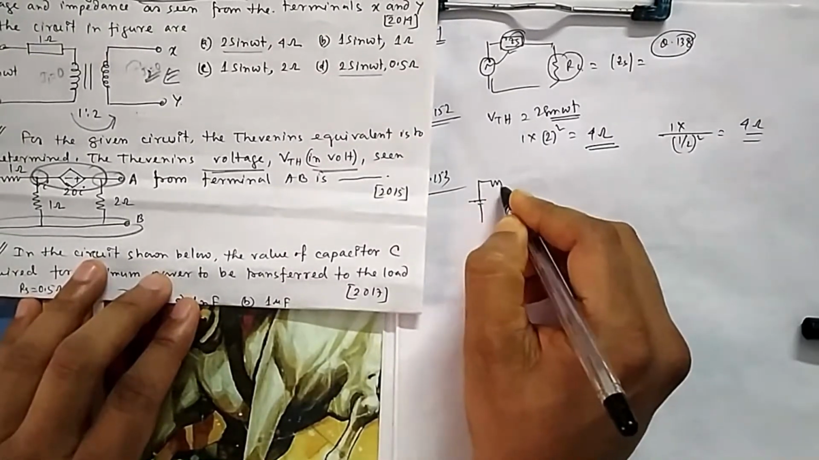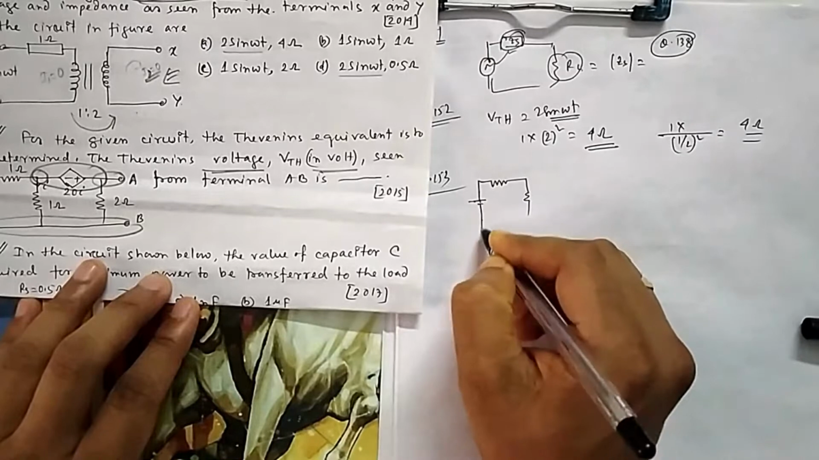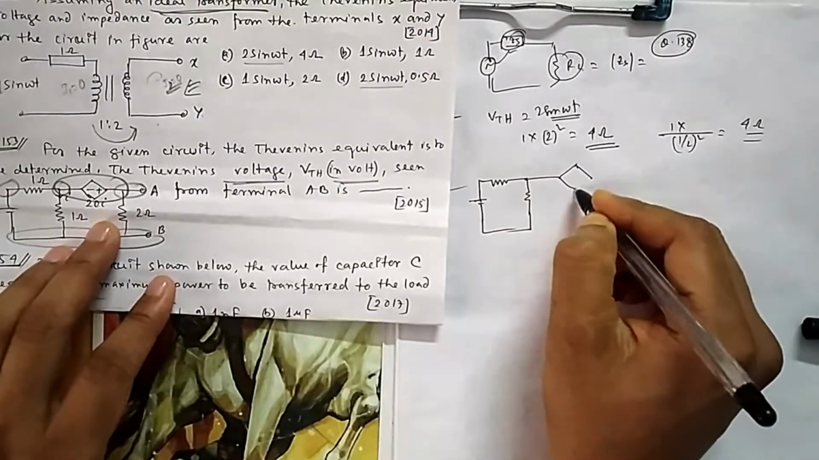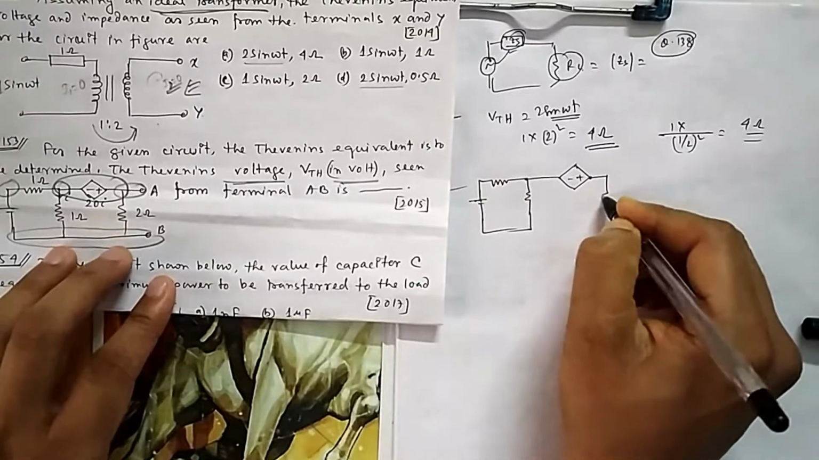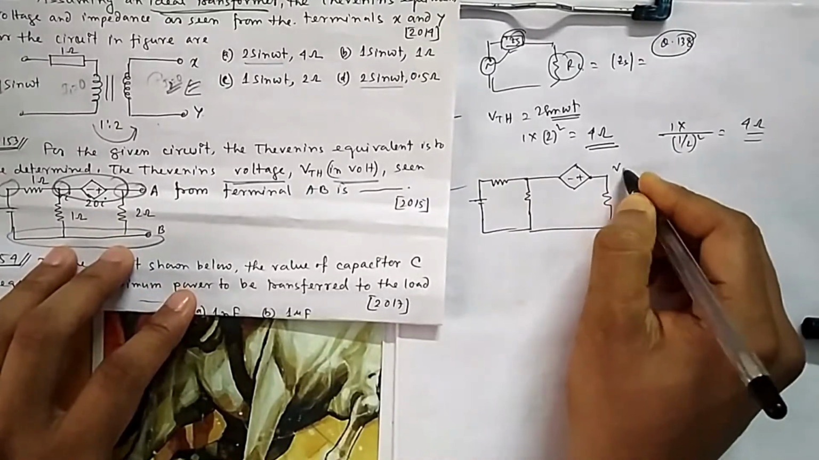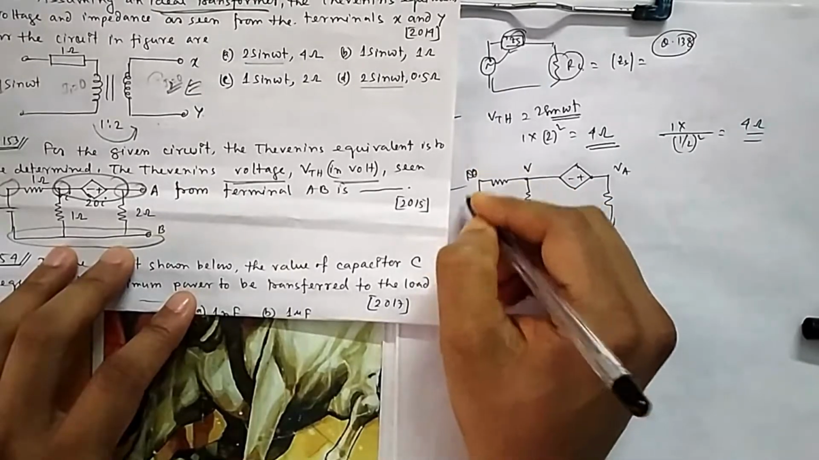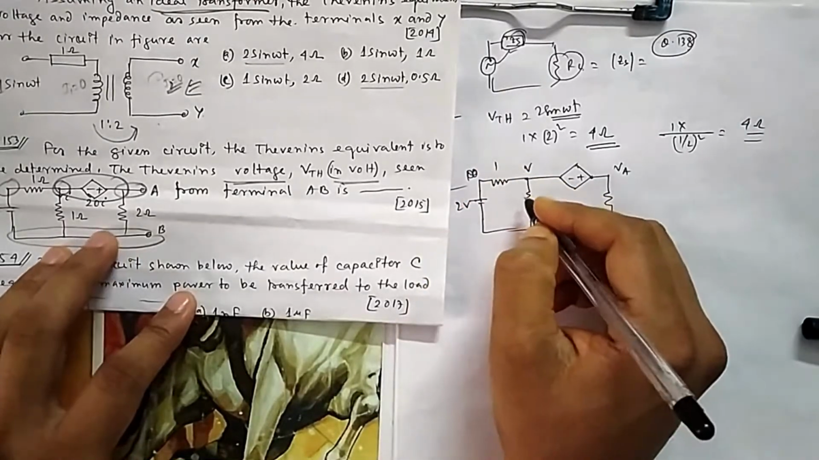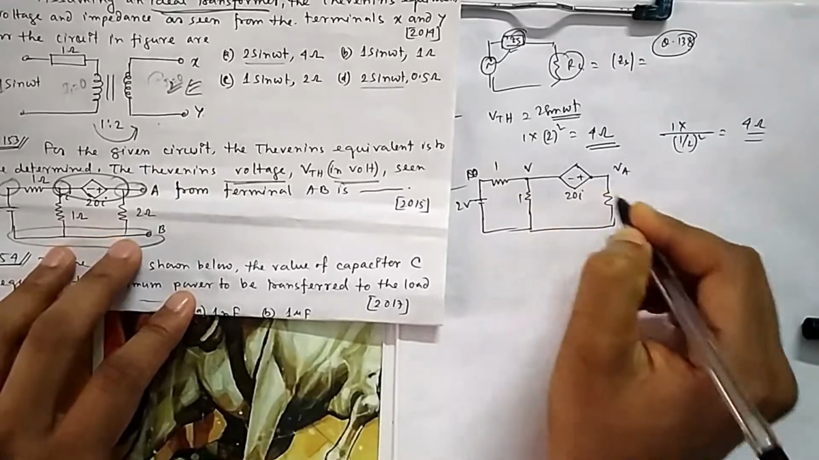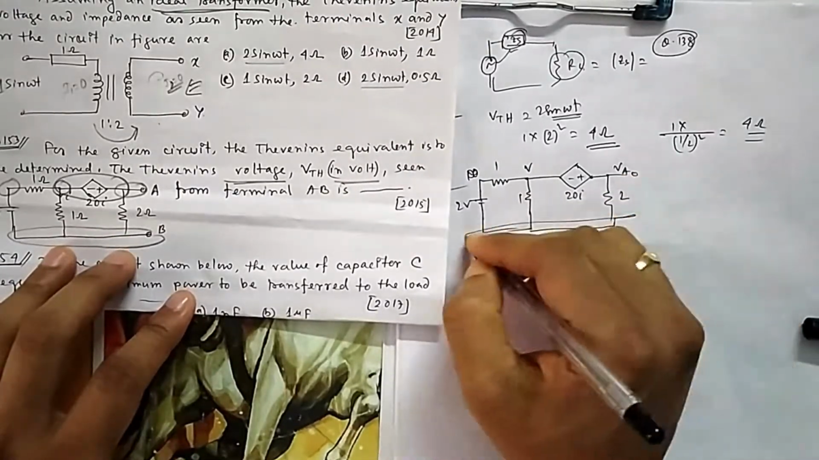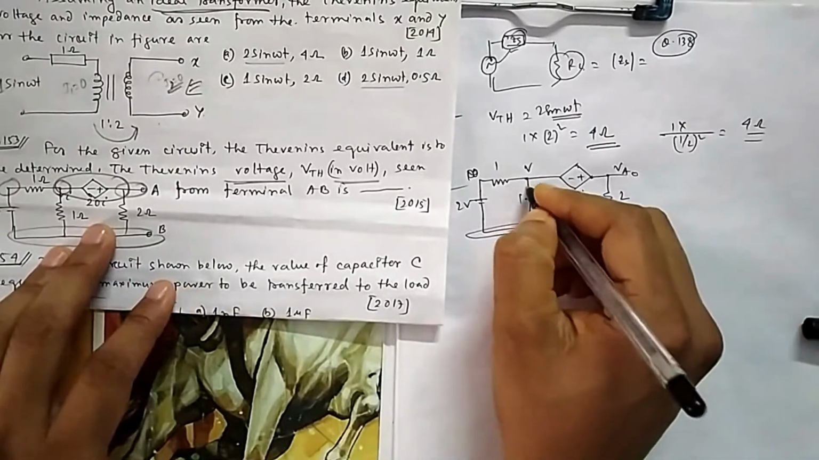So this is the concept. Let me draw it here so that it doesn't become clumsy. Suppose this is my VA, which needs to be calculated. This is V only. This is 2 volt. This is 1. Everything is 1. This is 20 I. This is 2. And this voltage we have to find, that is VA. This is my ground. And this current they have given as I.